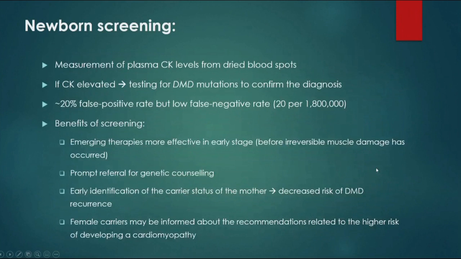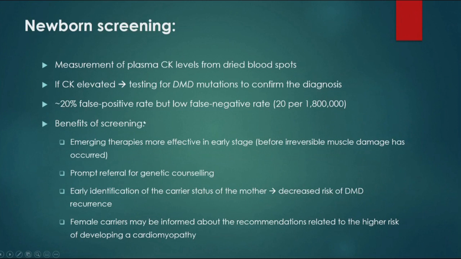Now coming to the newborn screening, where we are at that. A newborn screening can be done by measuring the plasma CK levels, because CK is elevated even in the newborn period, from a dried blood spot. And if CK is elevated, then testing for DMD mutations is done as per the previous approach. And 20% of patients will have a false positive, and the false negative rate is very, very low. So if they have Duchenne's, they don't have low or normal CK. They always have elevated CK.